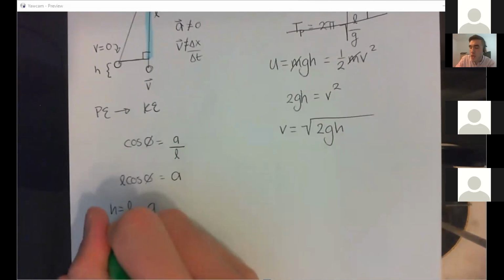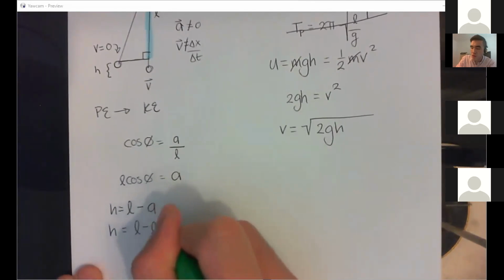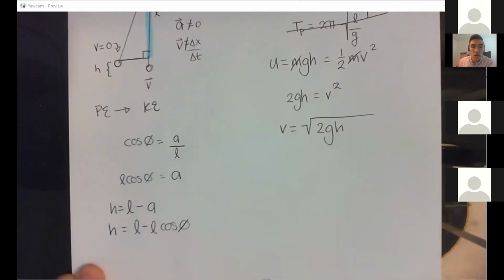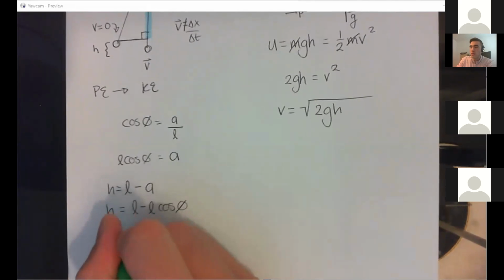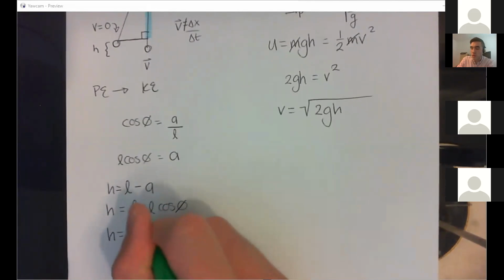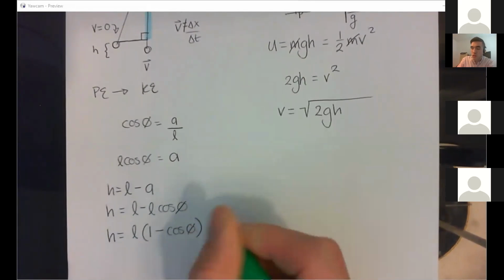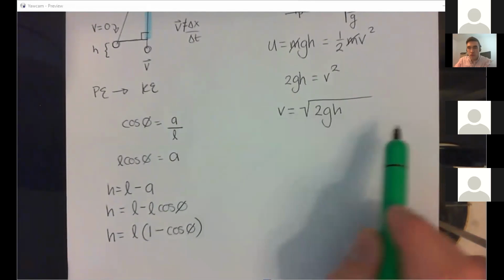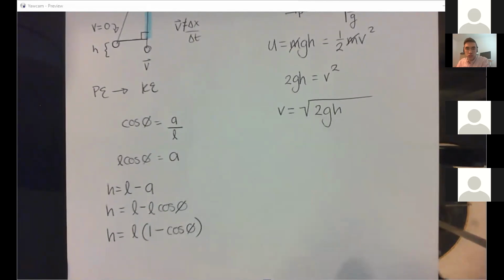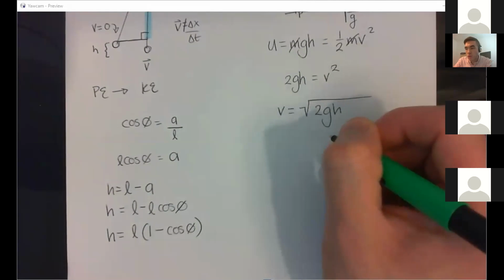So this is the same as saying the height that it's going to sit at is going to be L minus L cosine theta, which has the nice feature of, hey, I can factor out an L. So the height that this sits at is going to be equal to the length of the pendulum times 1 minus cosine of theta, which is just the angle that we're pulling the pendulum back to. And so this right here is a famous solution. This is just a pre-solved equation that gives us the maximum velocity of a pendulum based on the length of the pendulum and the angle that it is pulled back to.